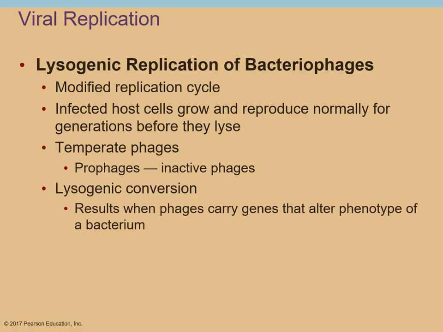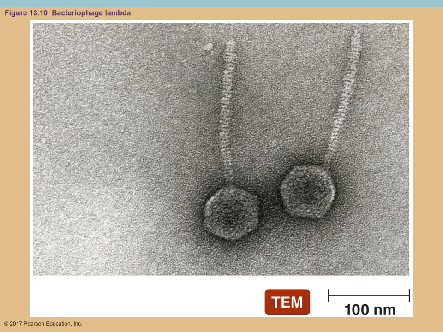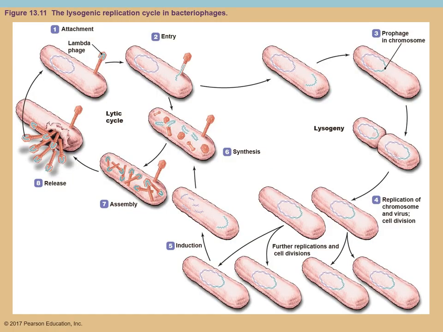Sometimes we use these different terms like prophages, which are inactive phages. This has been studied with a different type of phage known as lambda. It is still a bacteriophage, meaning that it does infect bacteria. So here's what happens with the lysogenic phase.